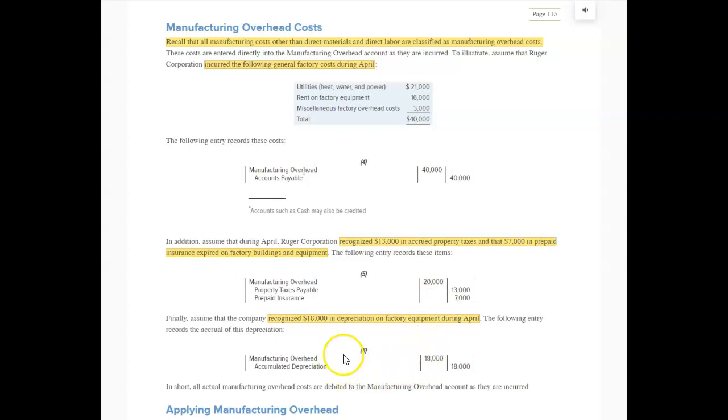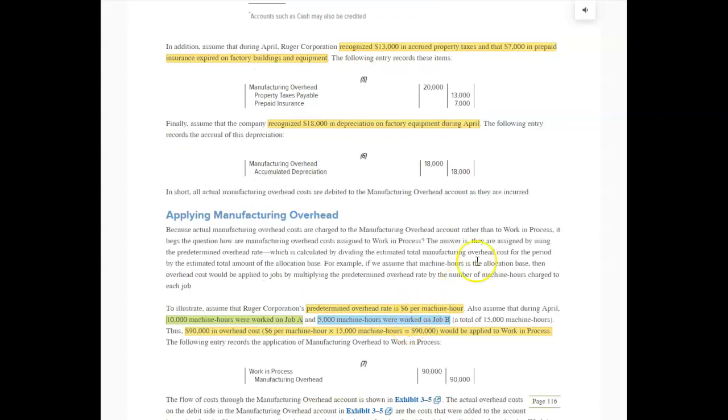Looks like we have some depreciation on the factory equipment. So we don't debit depreciation expense here. I know we did in the previous course. But if it relates to manufacturing, we debit manufacturing overhead for this depreciation cost. And we also, like we did before, credit accumulated depreciation. That part doesn't change. But don't debit depreciation expense for depreciation related to the factory, whether it's factory equipment, a factory building, or whatever. And again, this is actual overhead cost.